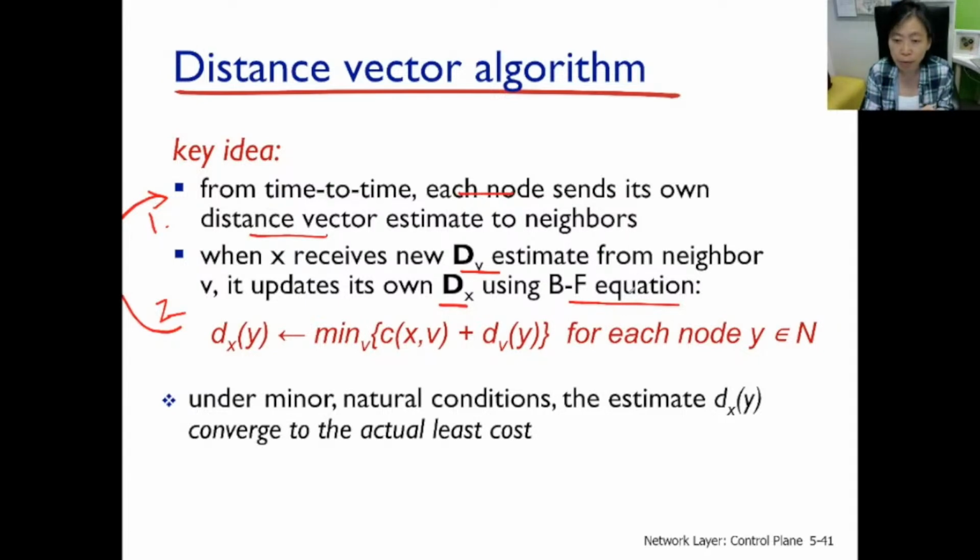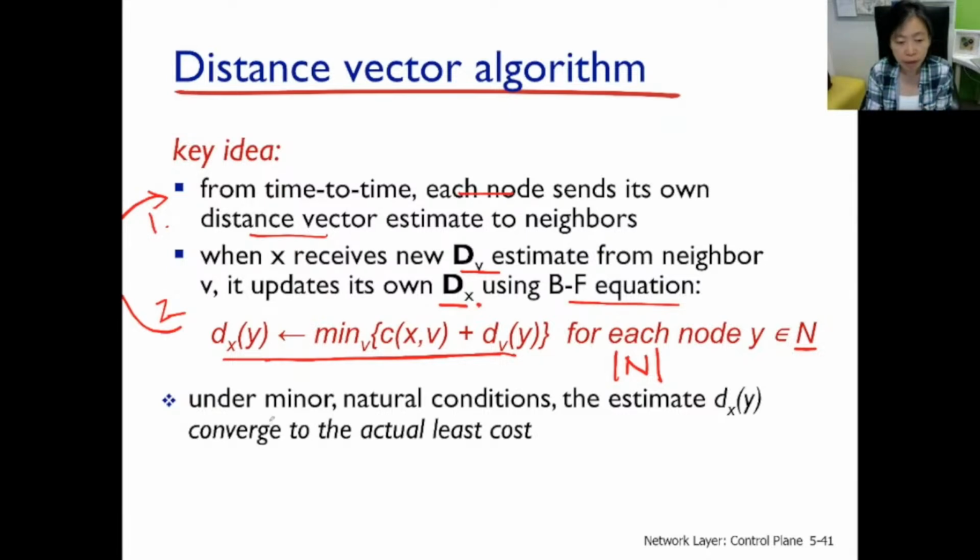Now, this is the Bellman-Ford equation. Know that when x receives all these Dv's from the neighbors, Dx is not just one value to one particular destination. So this Bellman-Ford equation is going to be called, again, these many times, so that we derive the shortest distance to each of the possible destinations in the network, N.